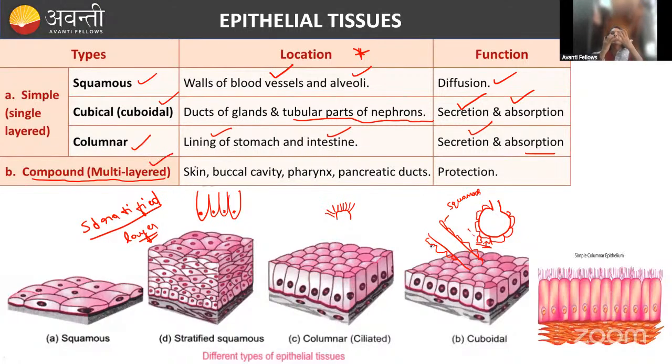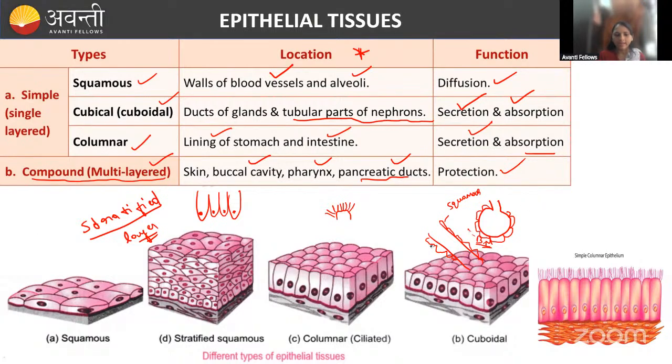Mainly these are present in the dry area of the mouth. You can see the buccal cavity, dry area, and also on the skin. Mainly the skin consists of multi-layered epithelium. Those are not having a vascular system, blood system, right? And in the buccal cavity, you can see the compound epithelium, multi-layered. And also in the pharynx. And in the pancreatic duct, you can see the multi-layered epithelium in the pancreas. Pancreas is a gland, right? These multi-layered epithelia mainly help in protection. Remember, okay? Mainly help in protection.